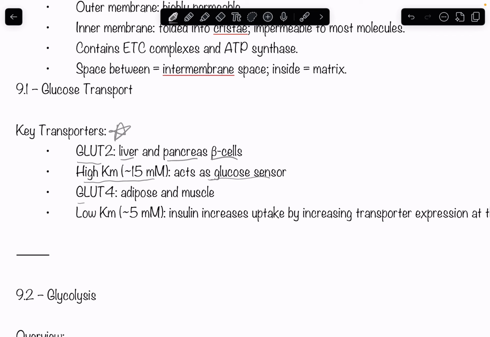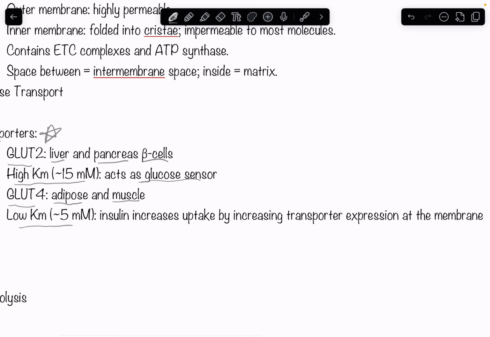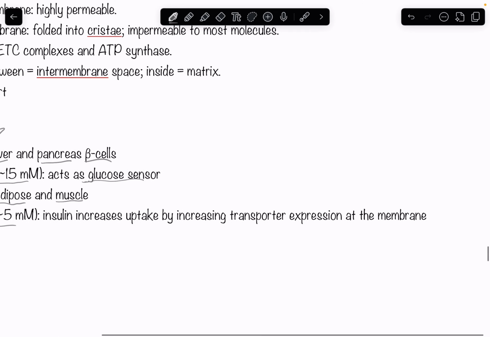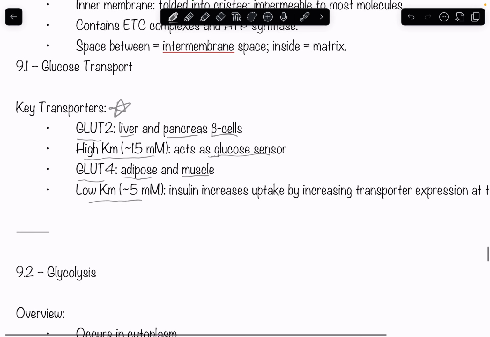So next we have GLUT4. GLUT4 is found in your adipose tissues and your muscle tissues, and these have a low Km. Insulin increases uptake by increasing transporter expression at the membrane.